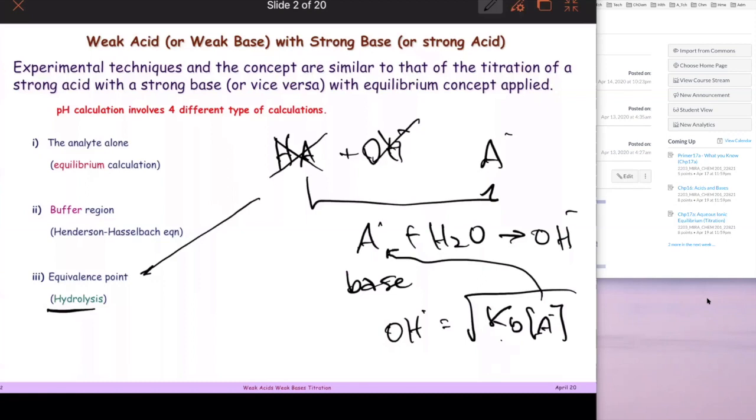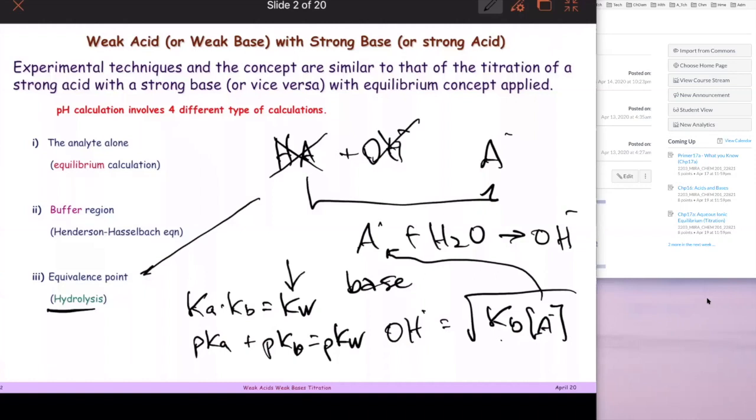How do you get the Kb? Remember that Ka times Kb equals Kw, and pKa plus pKb equals pKw. And if we're dealing with water at 25 degrees, Kw is 1 times 10 to the minus 14. If we're not dealing with 25 degrees, then you're going to have to use the exact value of Kw. But that's what the equivalence point is.